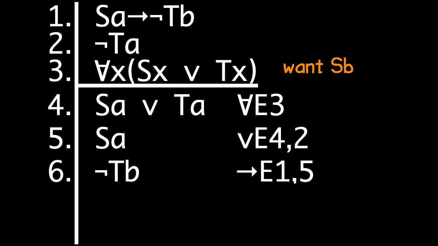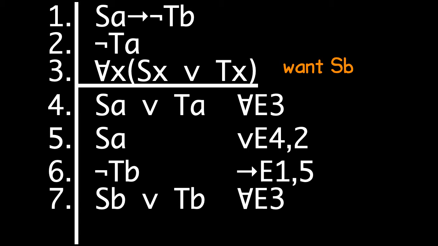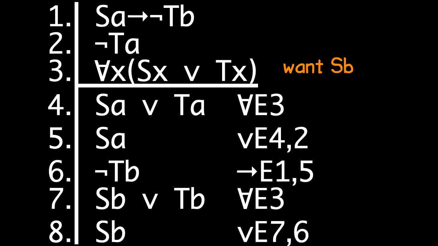So now what? Something to remember is that even though we've used universal elimination on line 3, we could do so again. We used it with the constant a before. We could also use it with the constant b. So if we use it for b this time, we get to write down Sb or Tb. Again, the justification is universal elimination, and it's applied to line 3. Now, looking at line 7, it's a disjunction. In order to use disjunction elimination, we need the negation of one of the disjuncts. But we have that on line 6. So disjunction elimination applied to line 7 and line 6 gives us Sb. And that's what we wanted, so the proof's done.